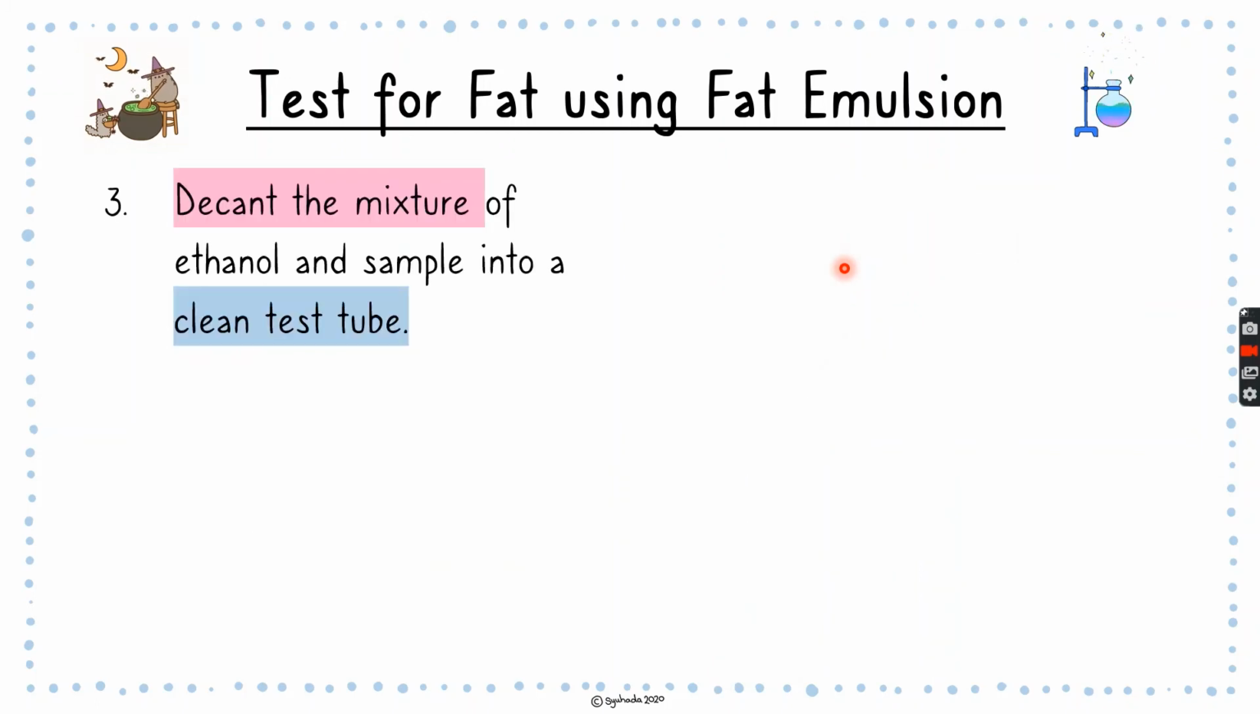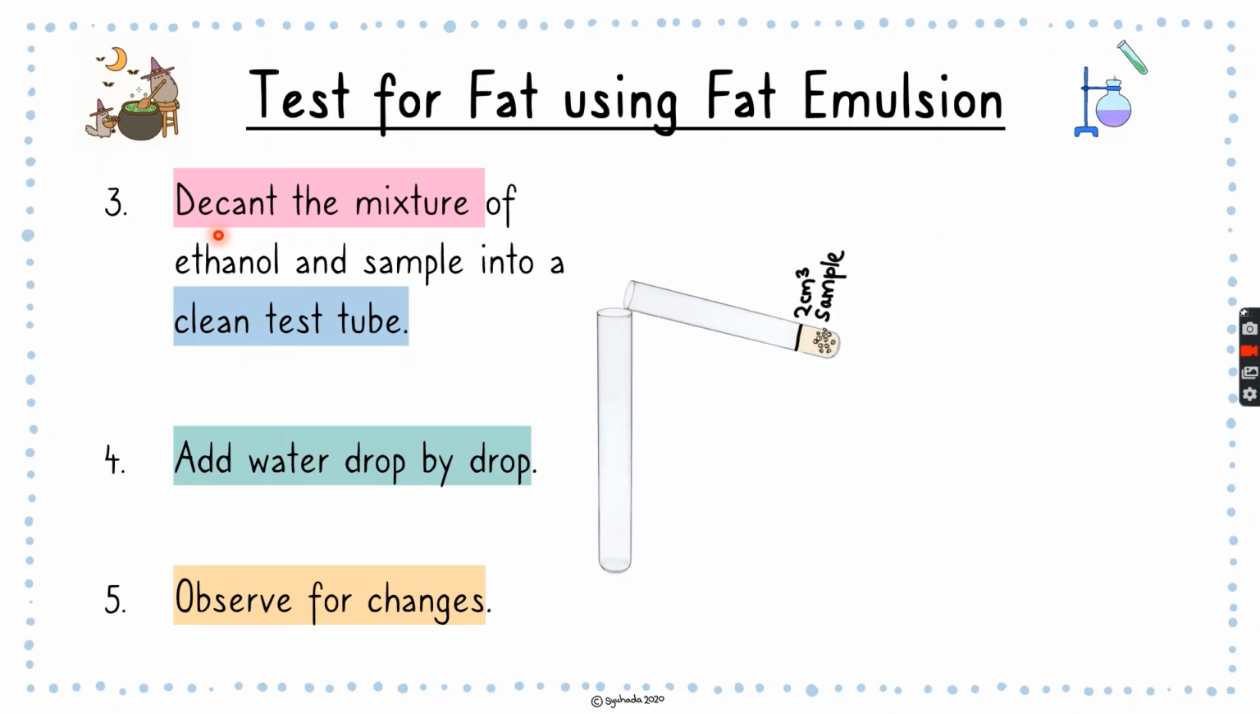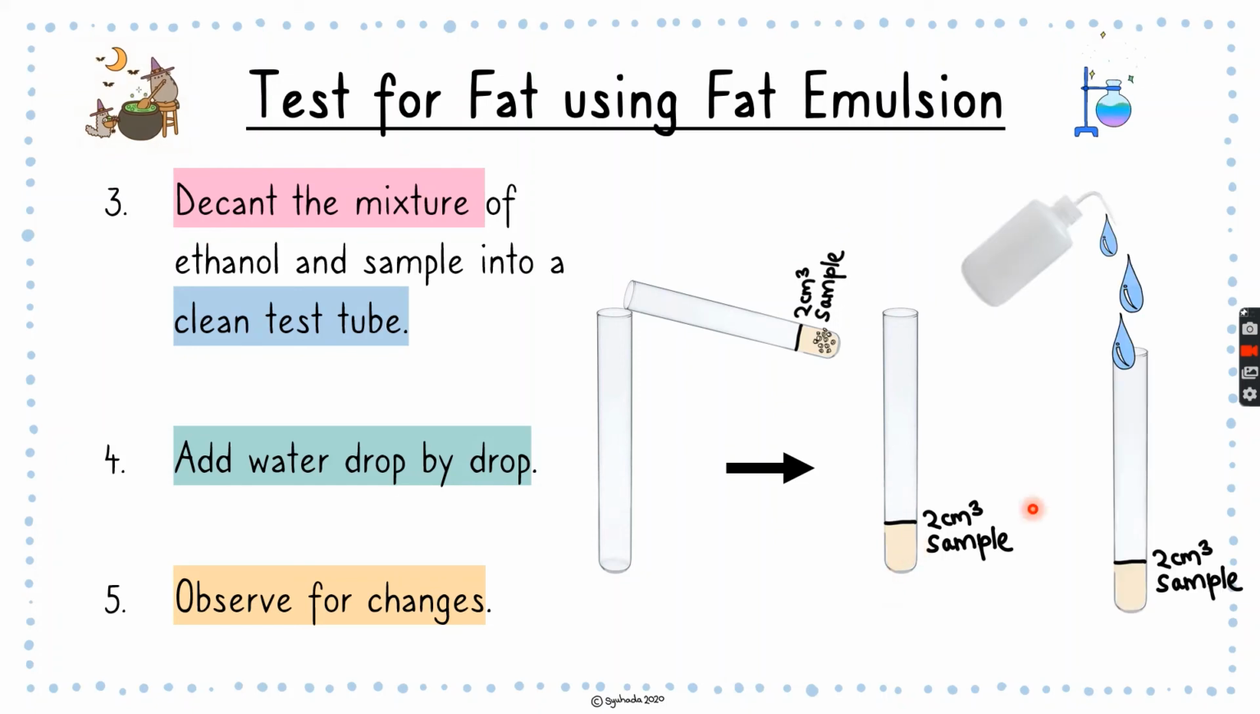So after that, you do this thing called decanting. Decanting means that you separate the solids from the liquid mixture. Then after that, finally, you add water drop by drop and observe for change. So remember, you need to add this to a new clean test tube. So you decant it, you get only the liquidy part. And then finally, the last step, you have to add water drop by drop and then observe for change.